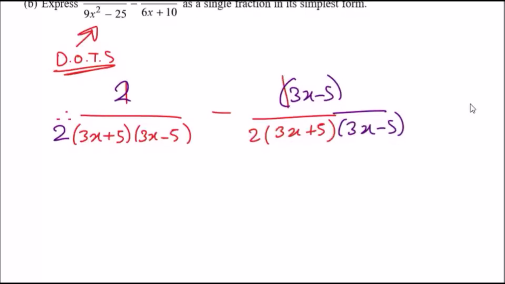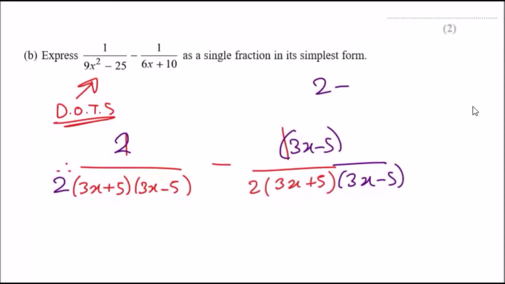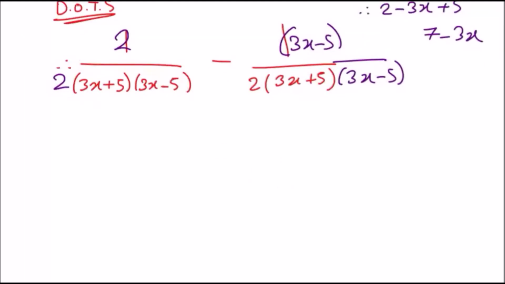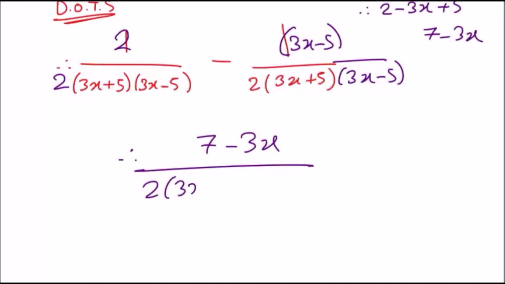And doing it carefully, so I'm going to work separately. 2 minus 3x minus 5. If you open a bracket, and this is the part you've got to be careful, you've got a negative sign, so you have to flip the signs inside. So it's going to become 2 minus 3x plus 5, and 2 plus 5 is 7, so 7 minus 3x. That means the final answer is going to be 7 minus 3x over everything you see, which is 2 times 3x plus 5 and 3x minus 5.